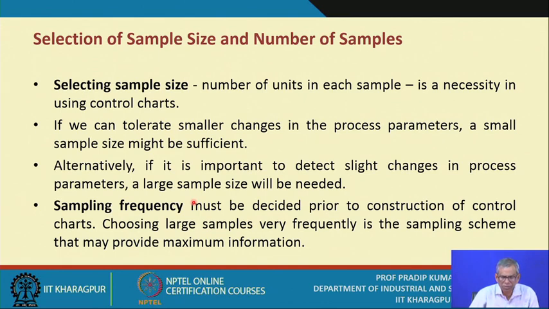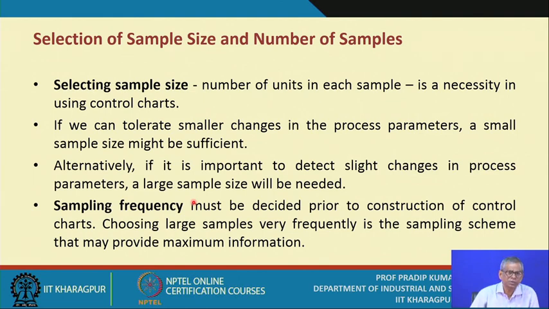Alternatively, if it is important to detect slight changes in the process parameters, that is very important. There are many sophisticated processes you deal with where, even if there is a minimum change in the process parameter settings, it has to be detected. So in that case, you need to have a large sample size.